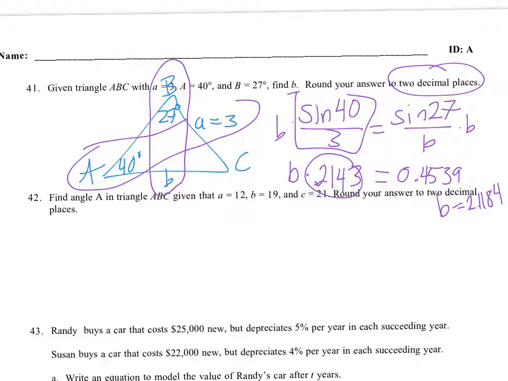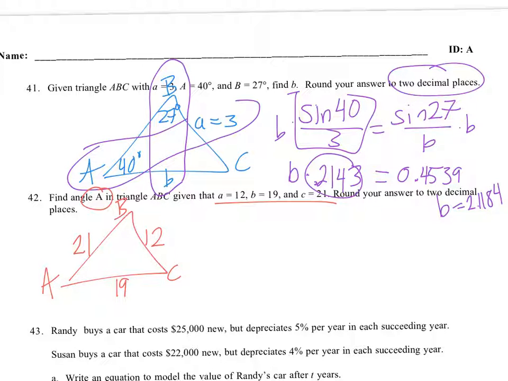Number 42, we're going to find angle A in a triangle given 3 sides. As soon as I see that, I want to think law of cosines, but let's draw this just to show that. So we've got ABC, and we've got A is equal to 12, B is equal to 19, and C is equal to 21. I'm looking for angle A. That's what I want. We don't have any opposite pairs, so I can't use law of sines for this. Use law of cosines focused on A, since that's what I'm looking for. So that would be A squared is equal to B squared plus C squared minus 2BC cosine of angle A.